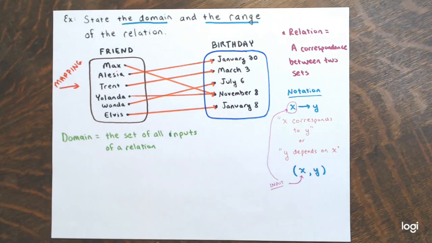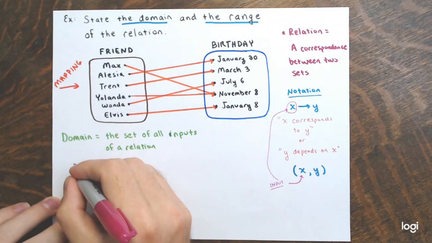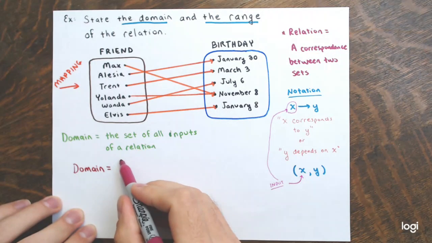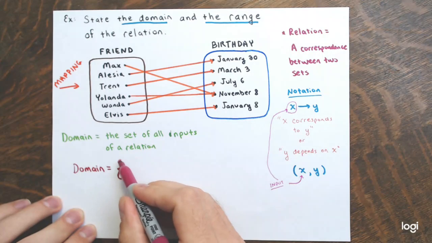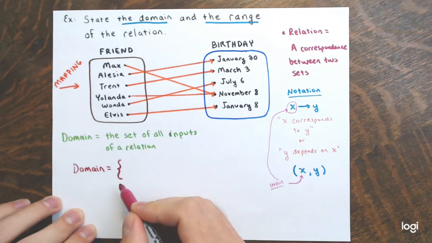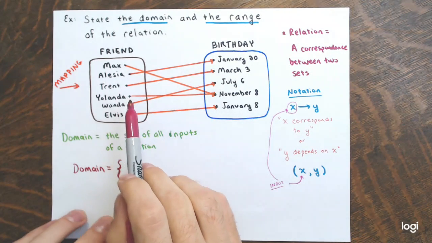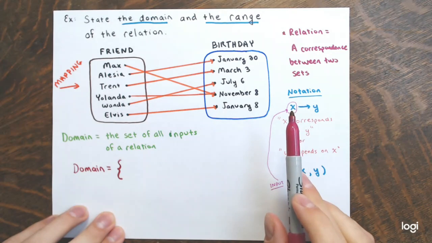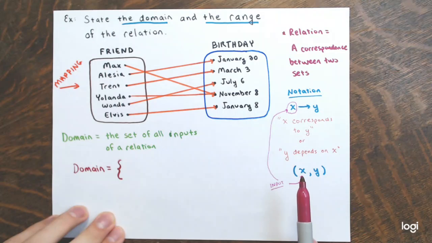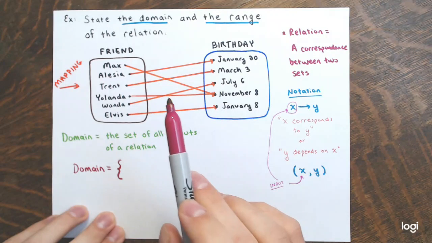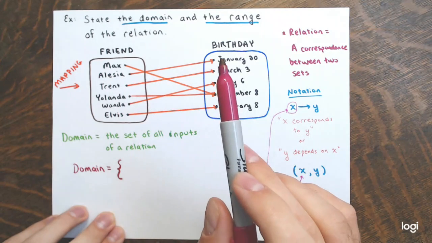Okay, so if the domain is the set of all the inputs in a relation, then the domain for this particular example is, again, a set. Usually sets are written with these curly braces. You can just draw a little S and a little backwards S connected at the middle there. And looking at my picture, all of the inputs, the left values in the arrow, or if you were to write this as an ordered pair, you'd have the ordered pair with Max first, then a comma, and then November 8th, or Alicia first, comma, January 20th.